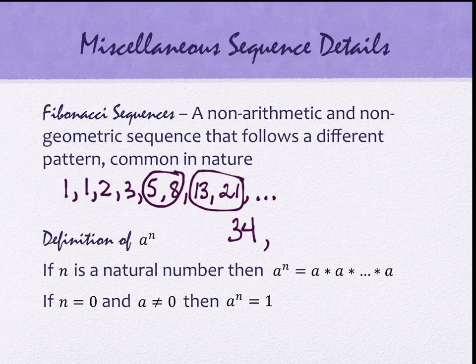We'd add 21 and 34 together, and we would continue it. So 21 plus 34 would be 55. And we could keep that process going. So that's a Fibonacci sequence.